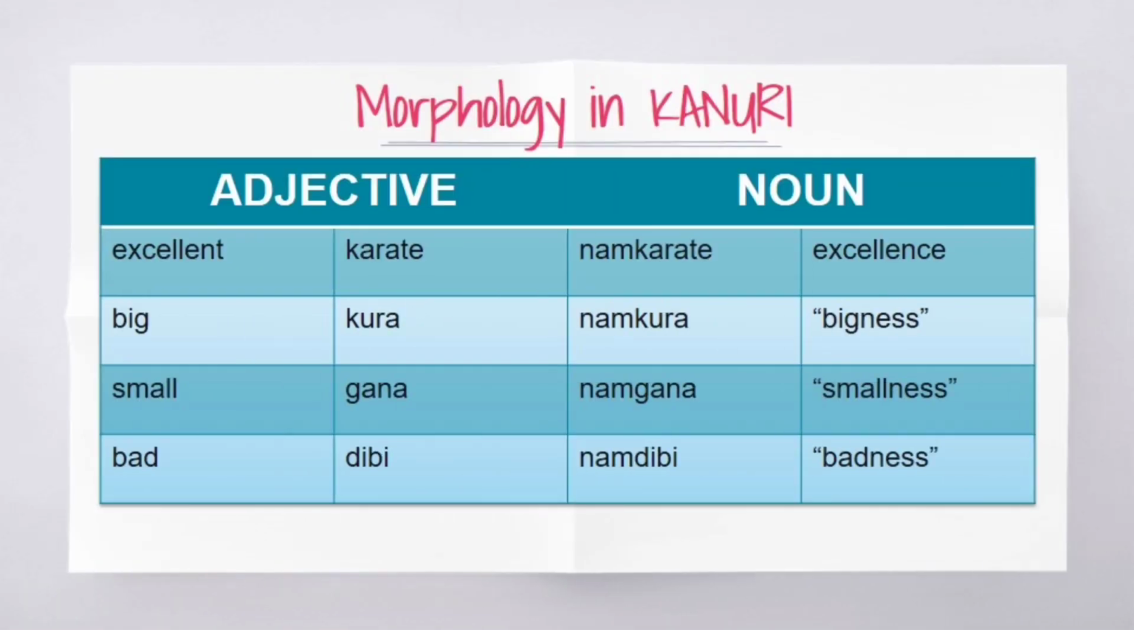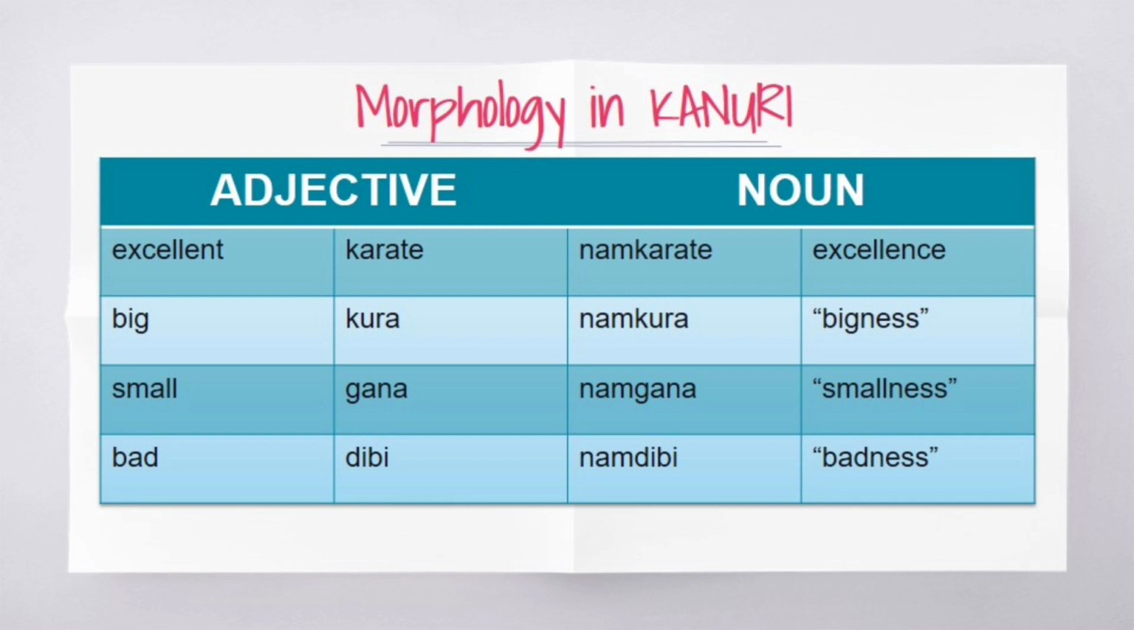Morphology in Kanuri, a language spoken in Nigeria. Karate is an adjective which means excellent. Namkarate is a noun which means excellence. Kura is an adjective which means big. Namkura is a noun which means bigness. Gana is small, which is adjective. Namgana is smallness, which is noun. Dibi is an adjective which means bad. Namdibi is a noun which means badness.